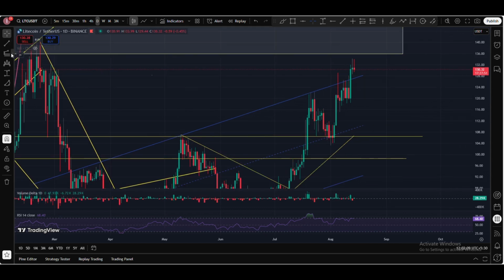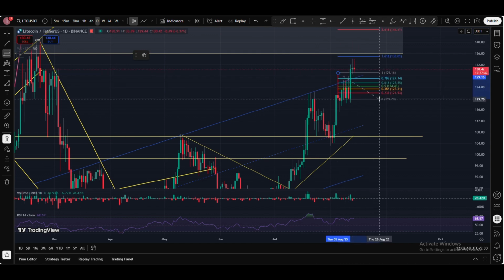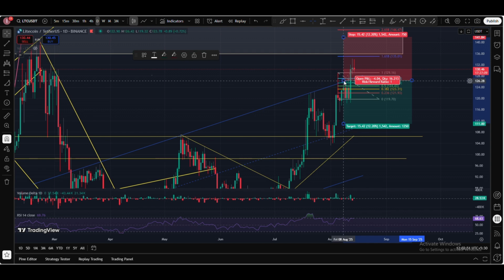So we can use fib retracement. This candle we can put the retracement and you can see market is going some downward move and market is going up. That's the 0.618 level. I enter the trade at the 0.618 level. I enter short trade at that level.